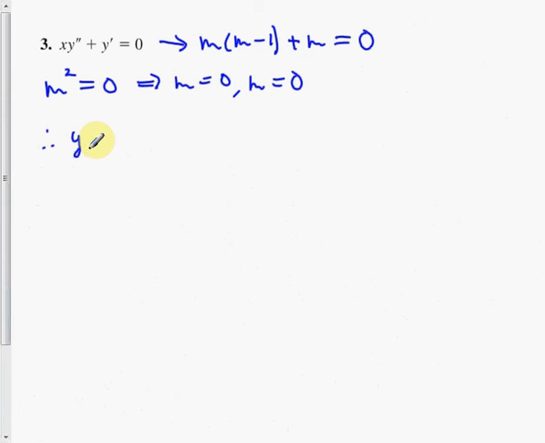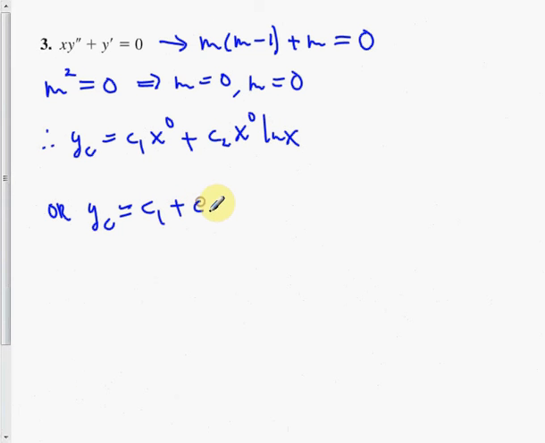So the solution, y sub c, is c sub 1 times x to the 0, if you will, plus c sub 2 times x to the 0 times the natural log of x. Well, x to the 0 is just 1, so just clean that up. Y sub c is equal to c sub 1 plus c sub 2 times the natural log of x.